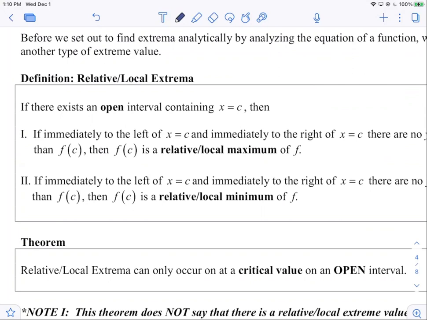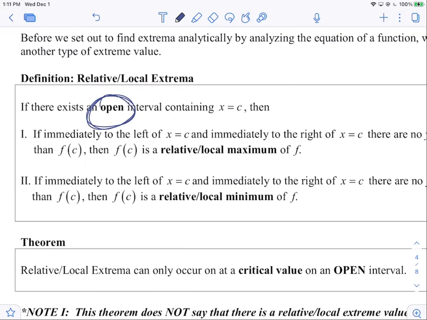So what's the difference? Well, if there exists an open interval, and this is a hugely important thing, if on an open interval at some X value, immediately to the left and right, you have values that are lower, then we call it a local maximum.